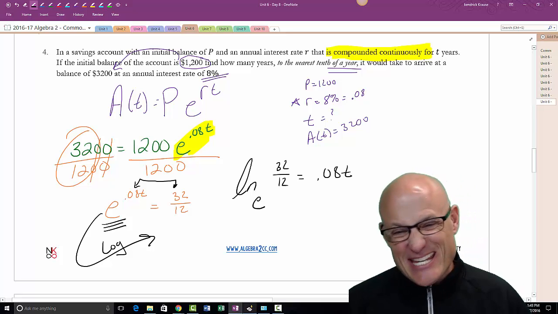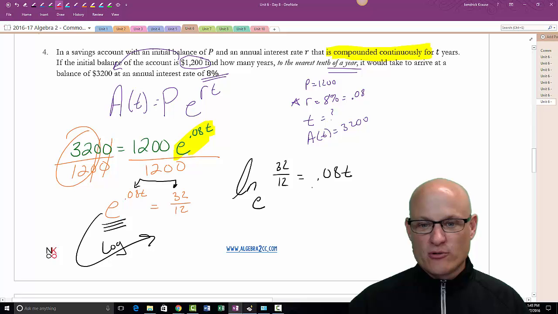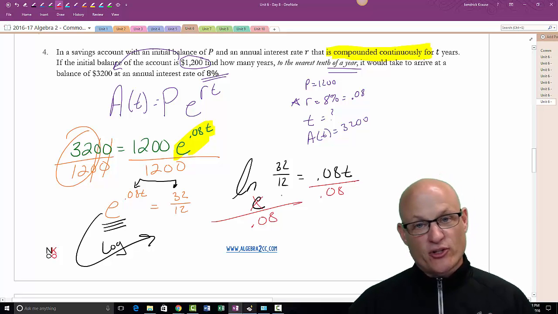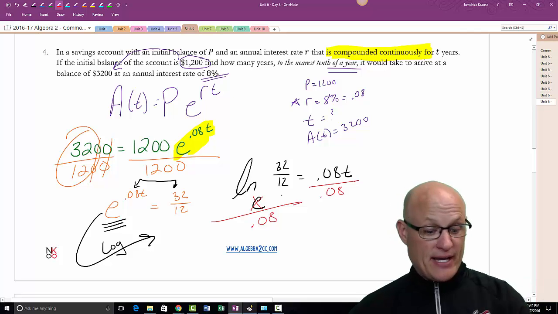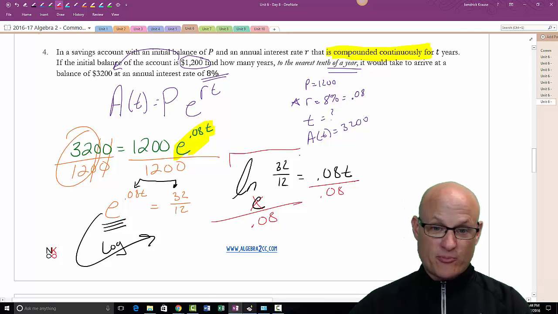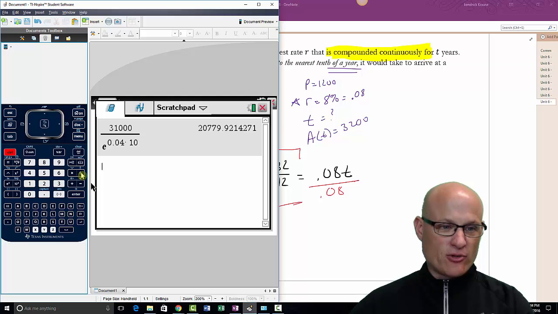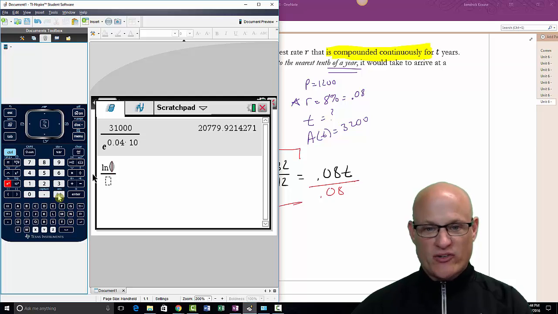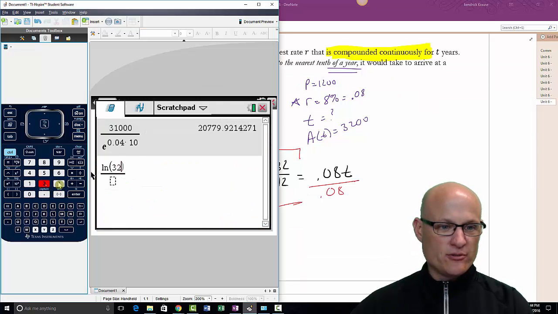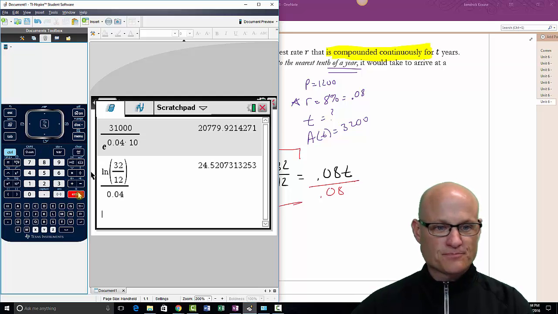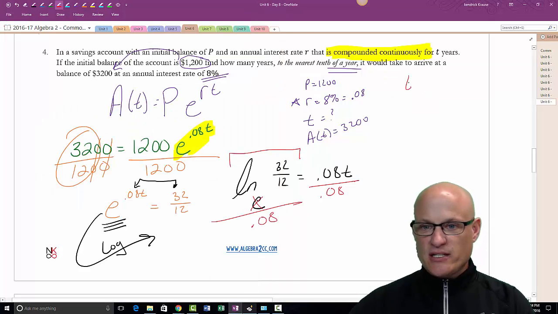Well, I still want to get t all by itself, so I'm going to divide by 0.08. Now remember, I can't put that e in the calculator. It's just understood to be there. But you got to remember, it's all about that base. That helps us write this piece. So we'll come back to our calculator and do the natural log. See, I can't put the e in. I know it's there. 32 divided by 12, all over 0.04. And 24.5207.